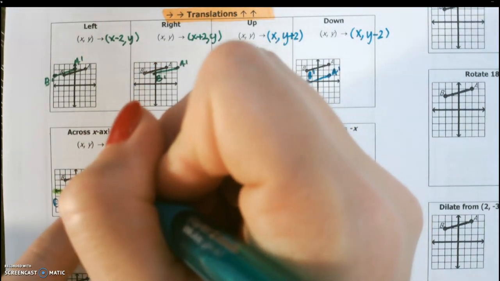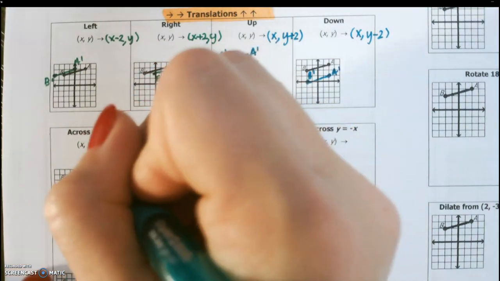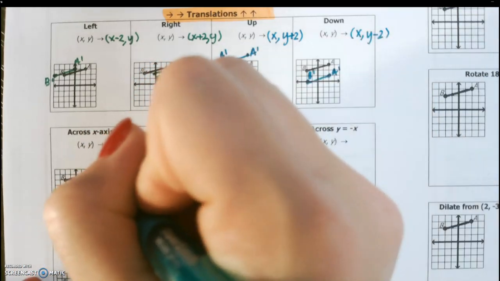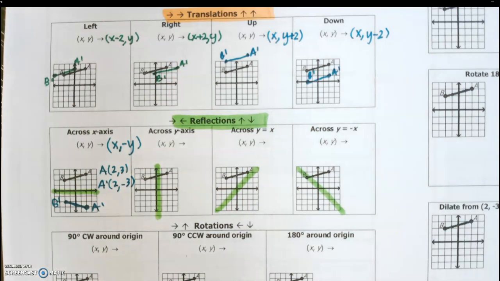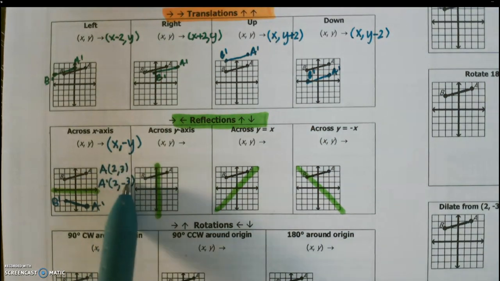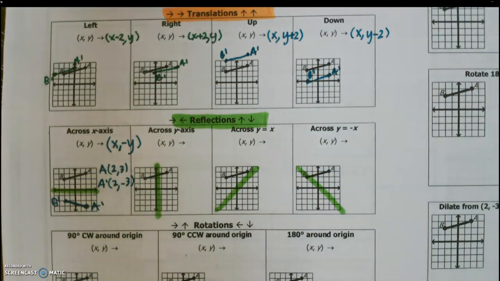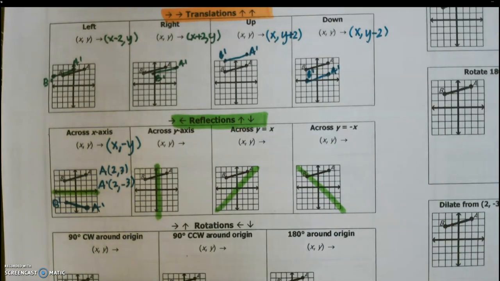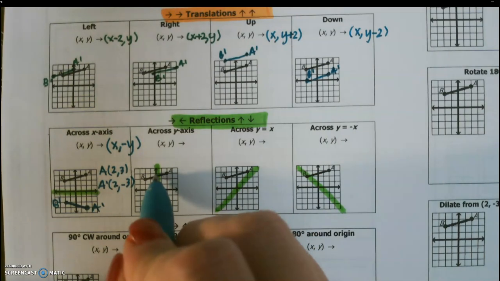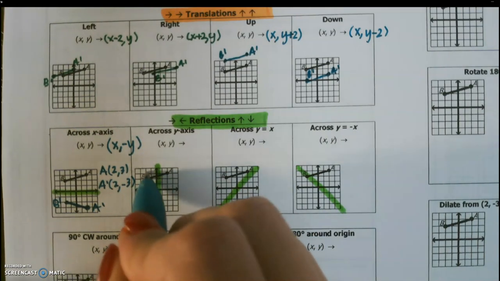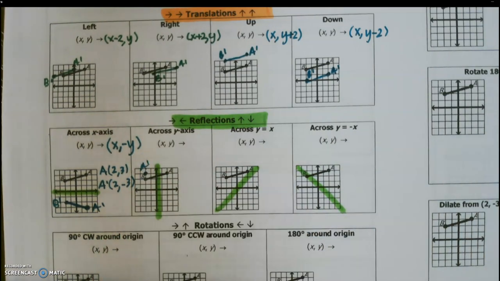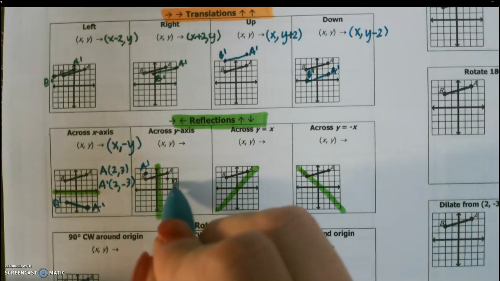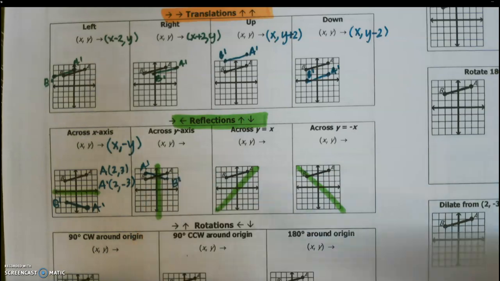A was originally at 2, 3. And if you look at where A prime is at, it's 2, negative 3, right? So the x stayed the same, but the y changed signs. Then if we reflect across the y-axis, we could still use the counting technique, right? A is 2 units away from the line of reflection, so A prime will be 2 units away on the other side. B is 2 units away, so B prime will be 2 units away on the other side.